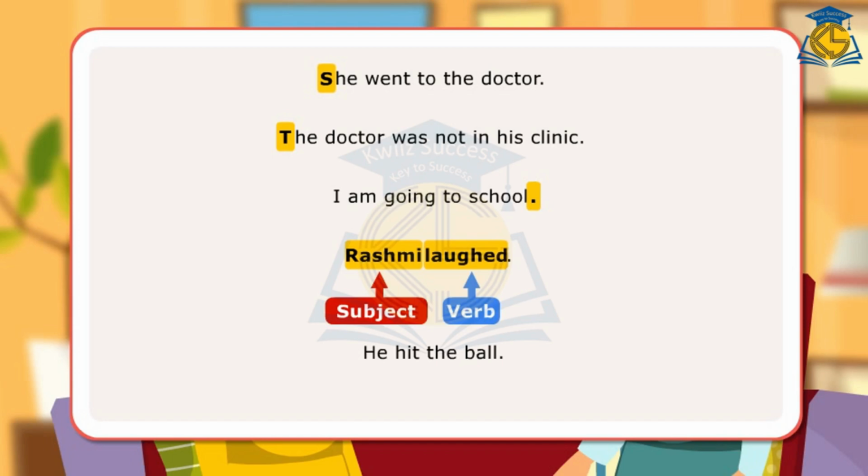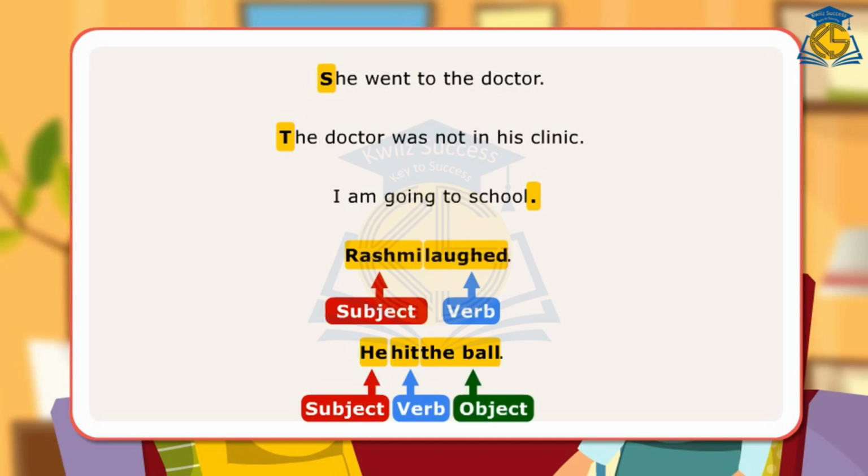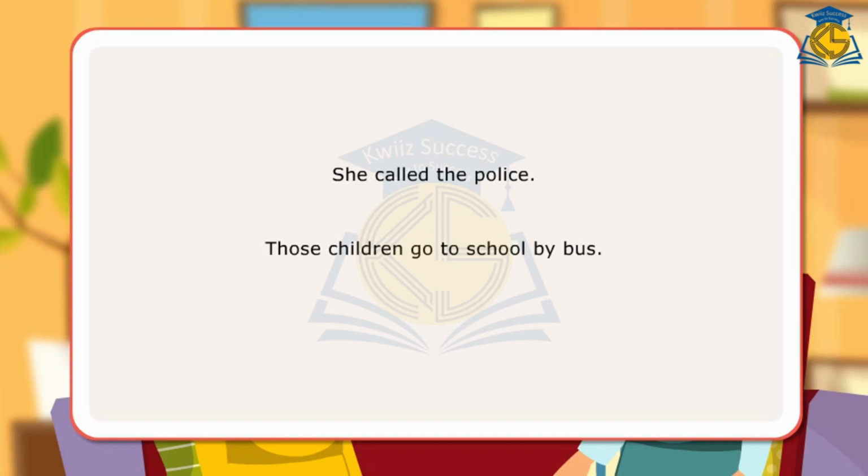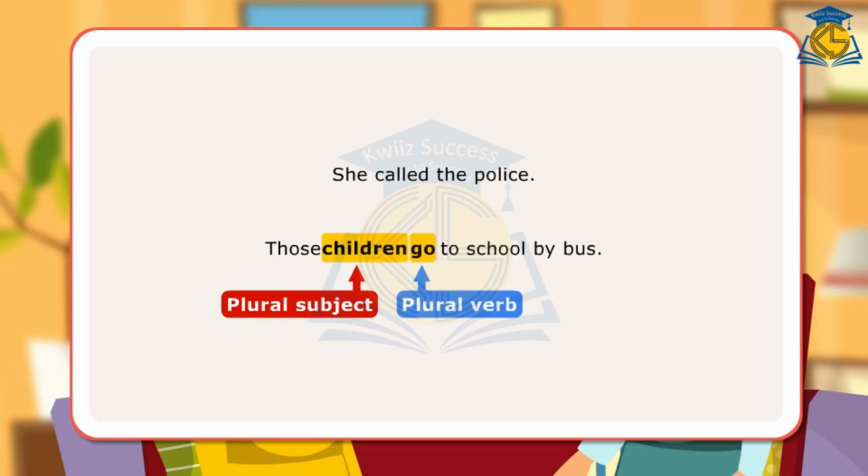Subject plus verb plus object is the basic word order in a sentence. He hit the ball. He, subject; hit, verb; the ball, object. A sentence must present a complete thought that can stand alone. She called the police. There must be subject-verb agreement in a sentence. Those children go to school by bus. Plural subject children takes the plural verb go.